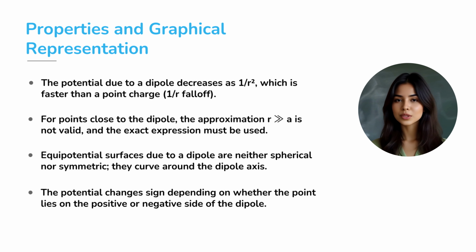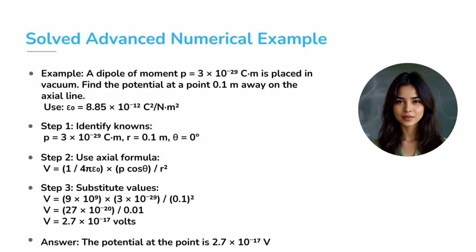Third, the equipotential surfaces, which are the imaginary surfaces where the potential is the same, are not perfect spheres. They bend and curve around the dipole in complex shapes. This is why dipoles are excellent models for molecules, antennas, and even atomic structures. They produce fascinating, non-uniform fields and potentials. Let's solve a numerical example.